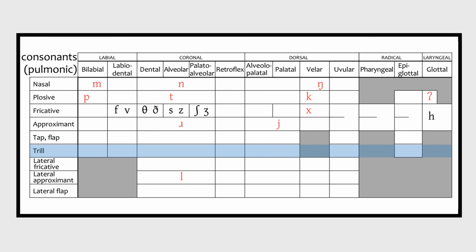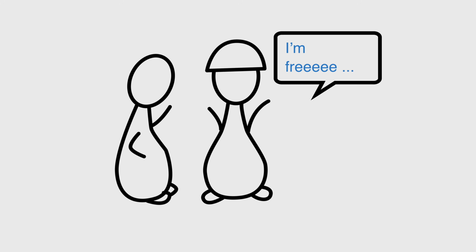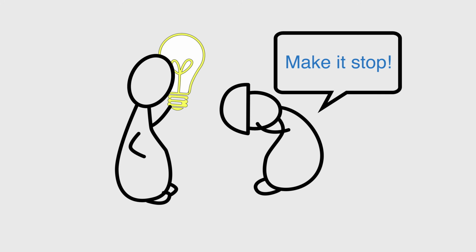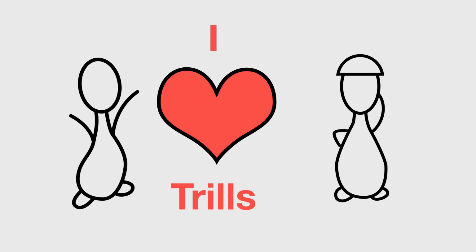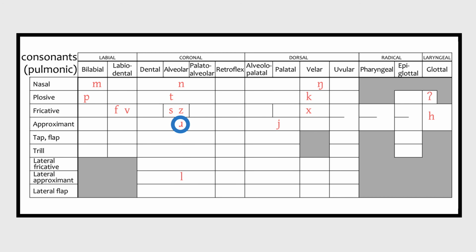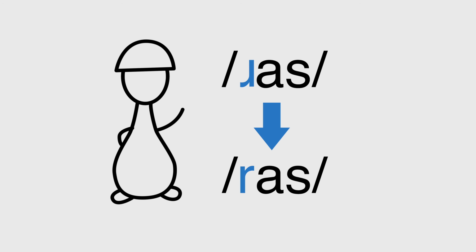Taps or flaps? Nope. Agreed. And no trills, so we're done. Finally. Actually, here's an idea. What now? How about we make this language a trill-heavy language? Trills sound amazing, such rich sounds. I love them. Alright, let's move the alveolar approximant to an alveolar trill. Simple. A word like ra would become rra. I really like this. Let's do it.